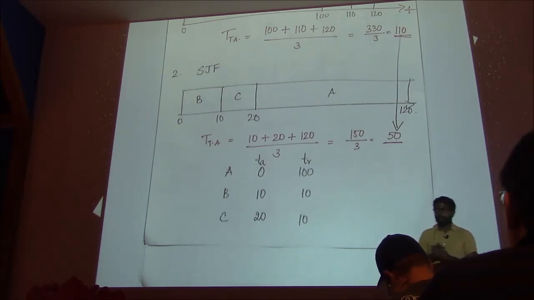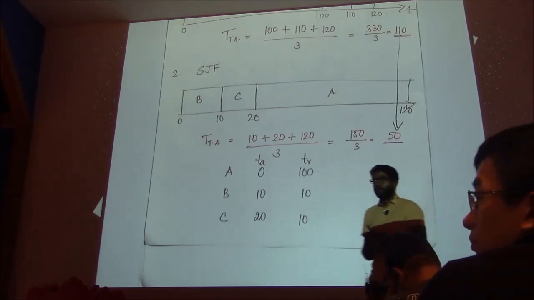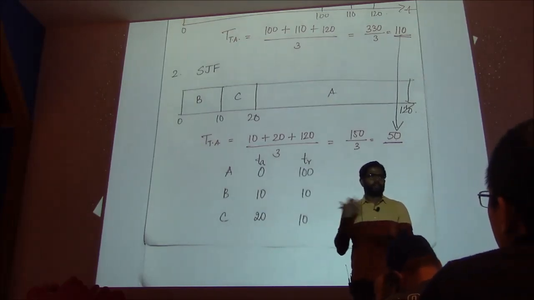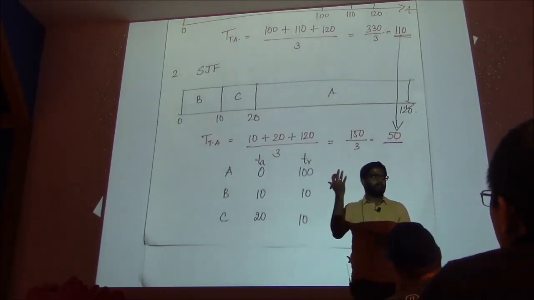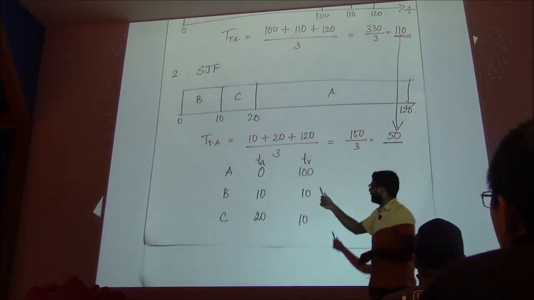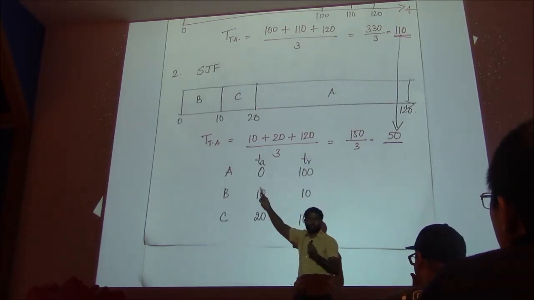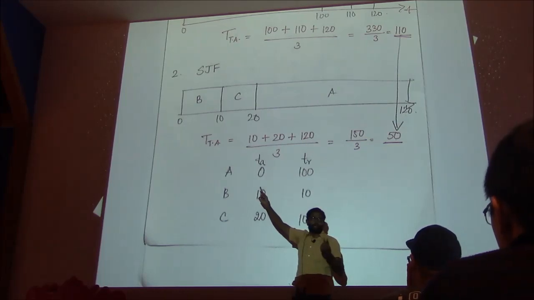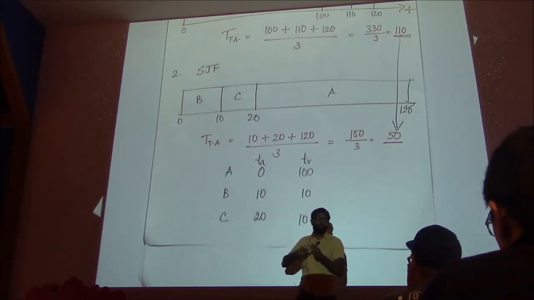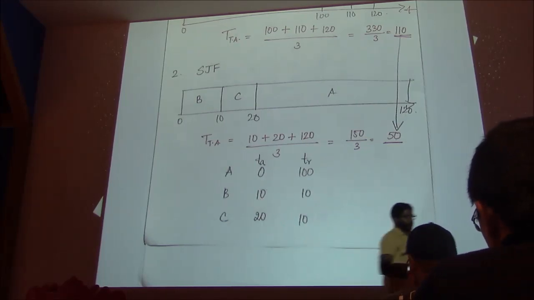The average turnaround time is going to be 110 again. It's going to be very similar to first come first serve, because at time zero the scheduler had no other option: the only job available at time zero was job A. So it had to schedule that.